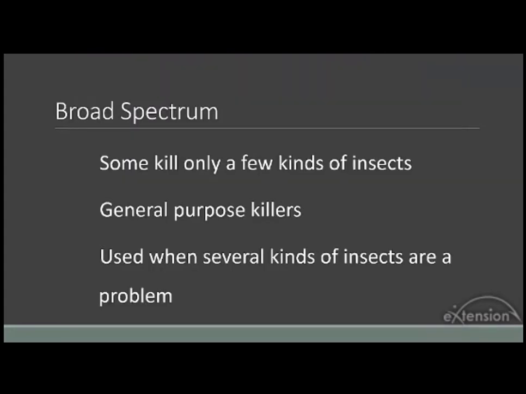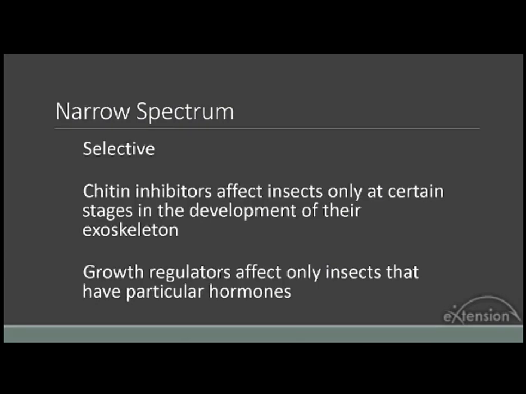Broad-spectrum insecticides kill only a few types of insects and are the most commonly used insecticides because they're general-purpose killers. They're commonly used when several types of insects are a problem, especially in structural pest management. Narrow-spectrum insecticides are very selective. Examples of these are chitin synthesis inhibitors and growth regulators. Chitin inhibitors only affect animals with chitin in their exoskeleton, for example, insects and crustaceans. Growth regulators are even more specific. They affect certain groups of species that have a particular hormone in their body.